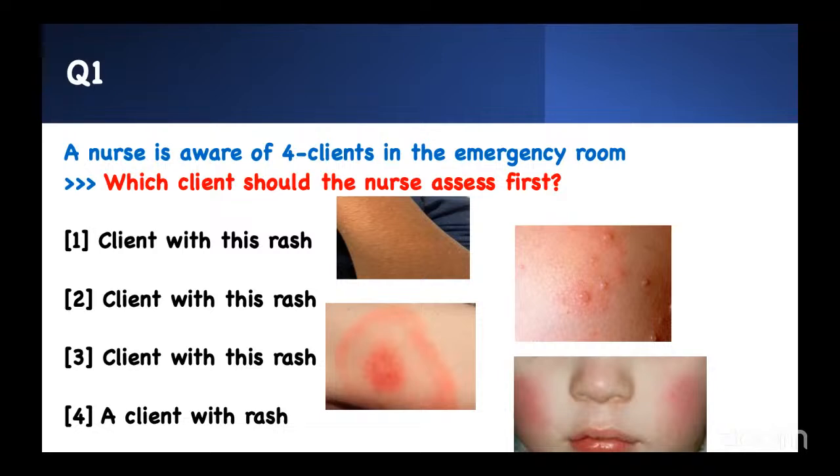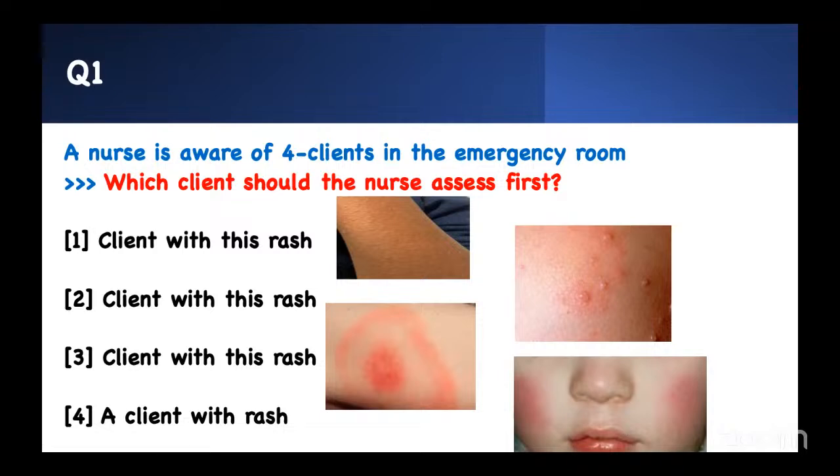This is a question with 4 clients in the emergency room. They all came to the emergency room. Which client should the nurse assess first? Client with this rash, the one you see. Client with this rash, this guy. And a client with this rash, that one. And a client with this rash. You have 4 rashes in front of you.